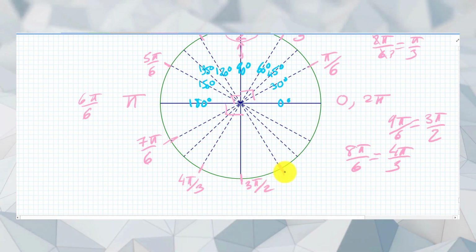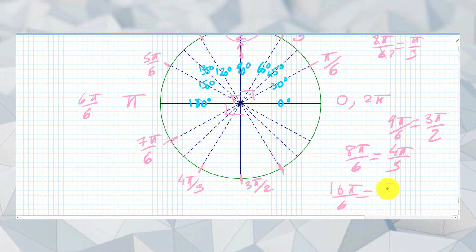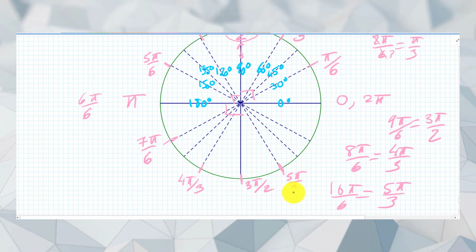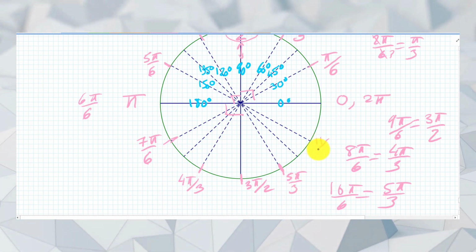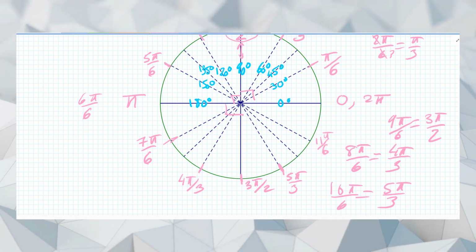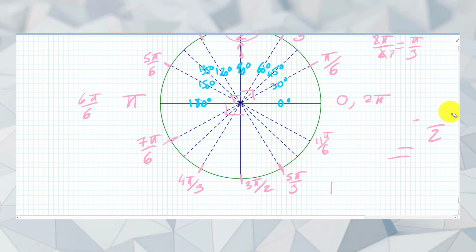This one is 10 pi over 6. 10 pi over 6, if you divide by 2, that's 5 pi over 3. So this is 5 pi over 3. And finally, 11 pi over 6. 11 pi over 6 does not simplify. All right, let me erase the work I've done for all of these angles right here.